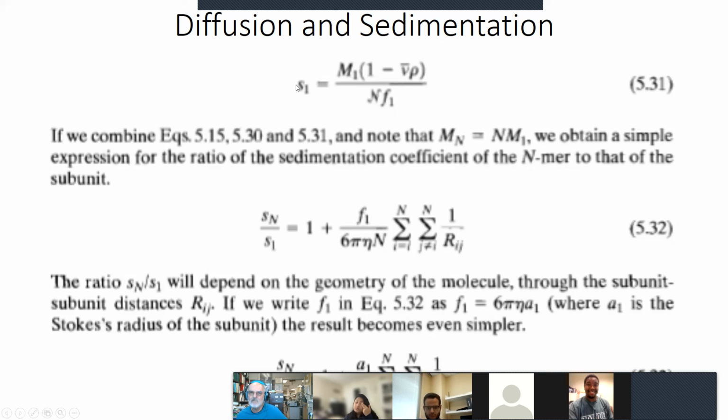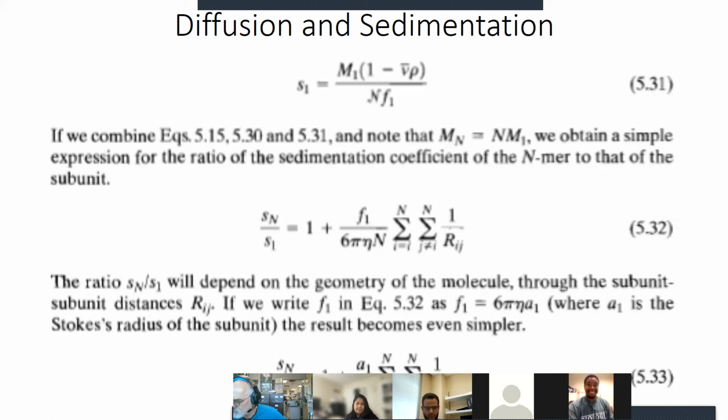All right, so if you have a monomer obeying this equation, what is known as the Svedberg equation, the molecular weight over an F value with a buoyancy term, that equation allows us to derive a predicted S value for an oligomer based upon these sorts of calculations. You have to know something about the shape of the oligomer.